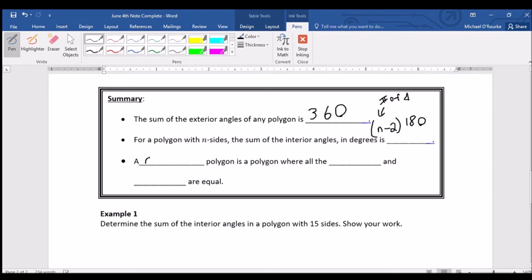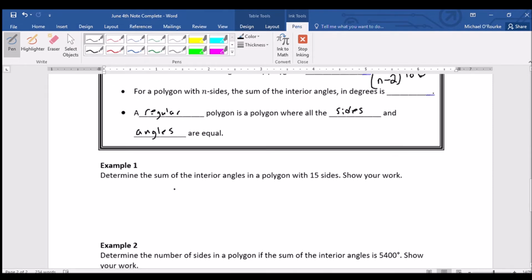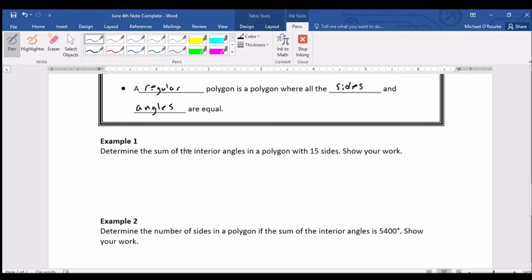This one here, a regular polygon, is a polygon where all sides and angles are equal. So, determine the sum of the interior angles of a polygon that has 15 sides. Show your work. Okay, so how many sides do we have? That's going to be my n number, right? I use n because it's just the number of sides, and my s's look a lot like 5s. You guys get really confused there.